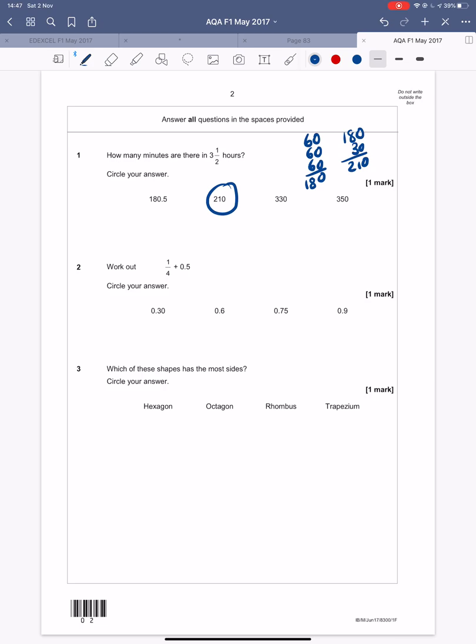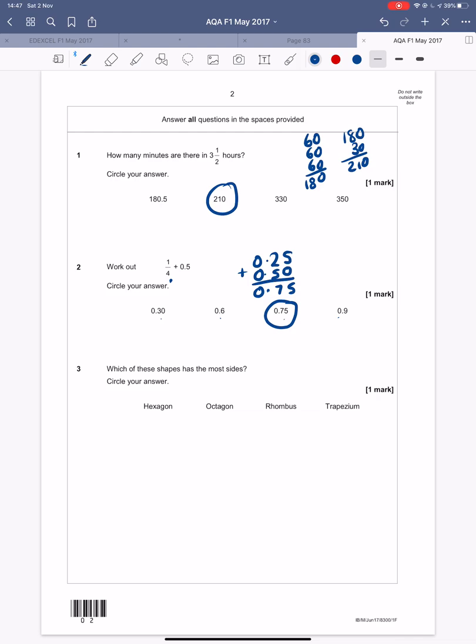A quarter plus 0.5. All the answers are in decimals. Okay, so we need to turn this quarter into a decimal as well. Quarter is 0.25, 0.5 is 0.5, put a 0 there, add them together, 0.75. That's the answer there.